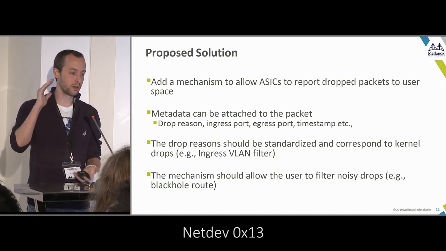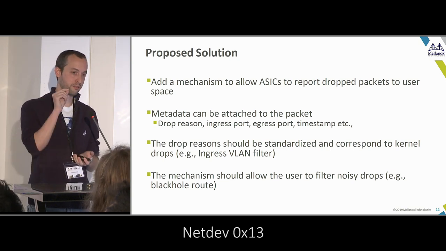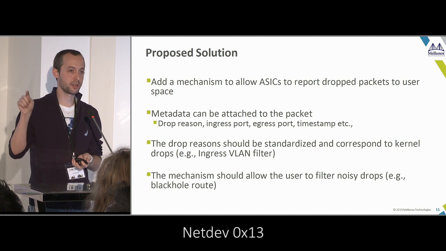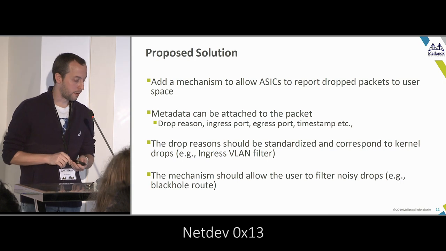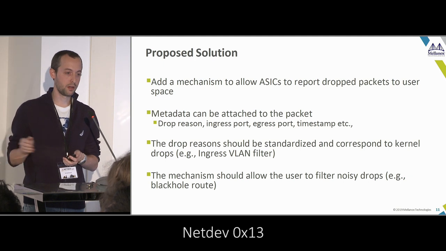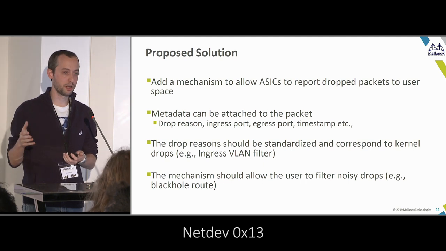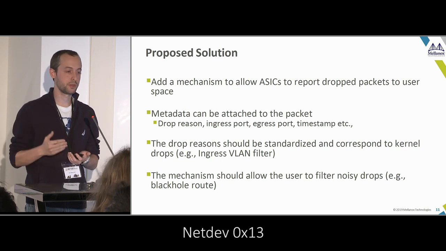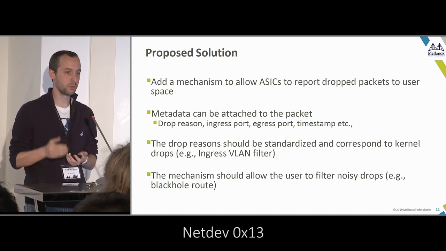They are not proprietary reasons. I have a very long list of reasons of why the device decided to drop a packet, and for each reason I have a reference in the kernel that says if this packet were to be switched by the kernel, this is where it would be dropped. And we want to allow the user to filter certain drops. For example, on some networks, dropping packets due to a black hole route can be normal, in which case you want to tell the device, don't send us packets that you decided to drop due to a black hole route, because this is valid.